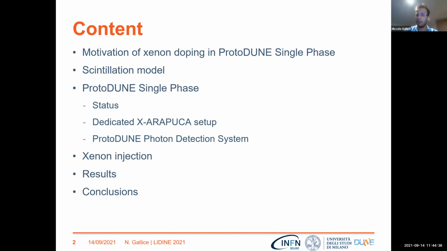So I will go through the motivation of the xenon doping that we performed, the scintillation model. Then I will introduce ProtoDUNE single phase, the status, the dedicated extra X-ARAPUCA setup that we introduced for this run, the ProtoDUNE photon detection system. Then I will explain how we performed the xenon injection, and I will show results and conclusions.